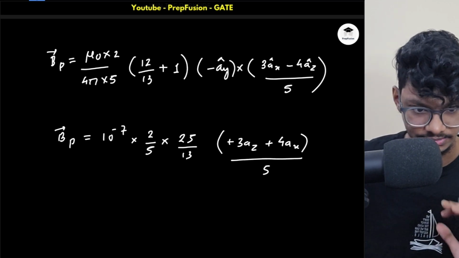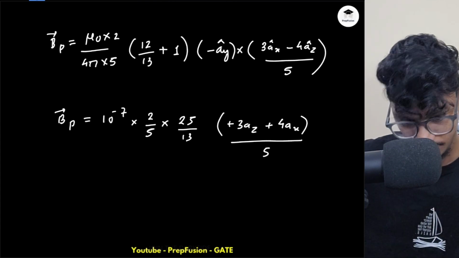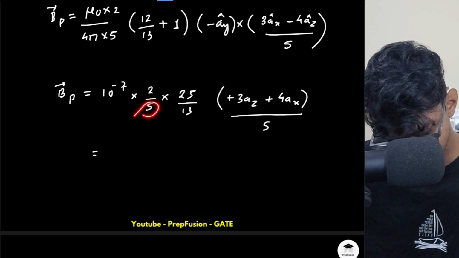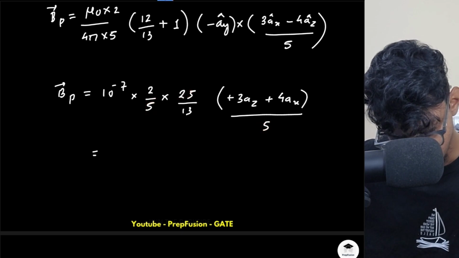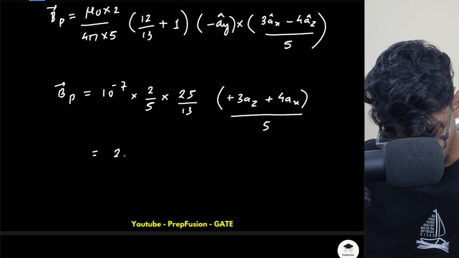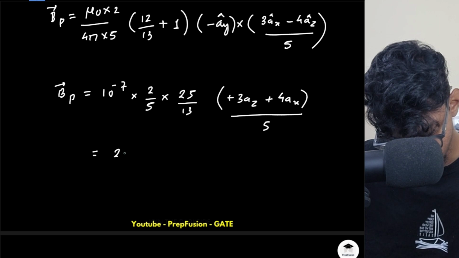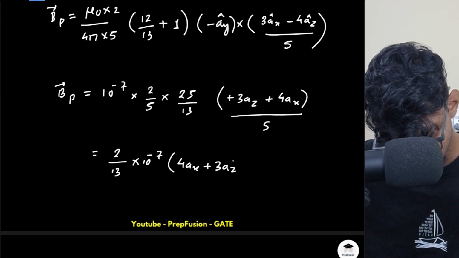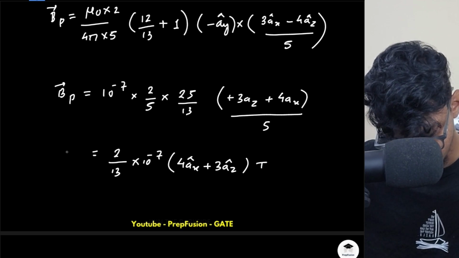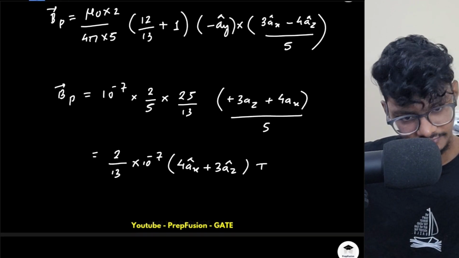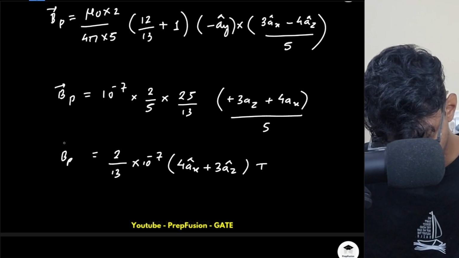I will not explain that one. Okay, so here what does this become? So this becomes overall 5 due to this, 5 due to this, this 5 gets cancelled. This will be 2 by 13 into 10 raised to the power minus 7 times (4ax plus 3az), in Tesla. Now this will be the electric field expression actually, and this is a very good question. Okay, try to understand this perfectly.